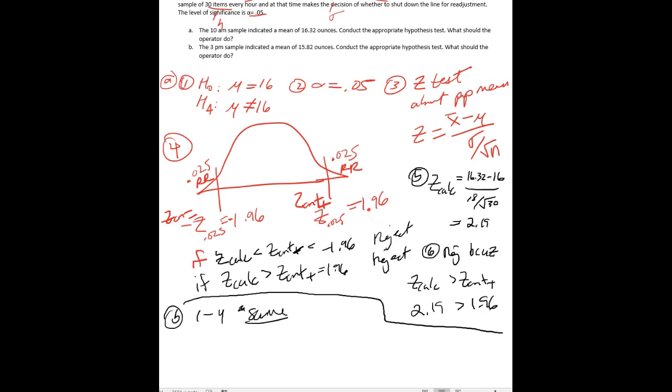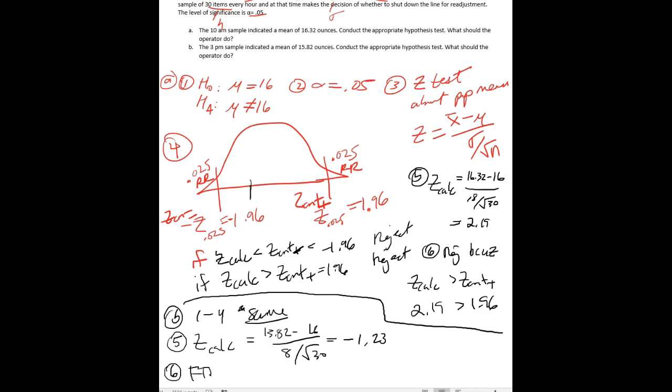But what changes is the fact that we have a different sample, right? So once we have a different sample, step 5 is different, because that means we calculate a different z-calculated value. So we can start at step 5. Step 5 is 15.82 minus 16 divided by 8 divided by the square root of 30. And that is going to equal negative 1.23, which is in the middle of the fail to reject region.